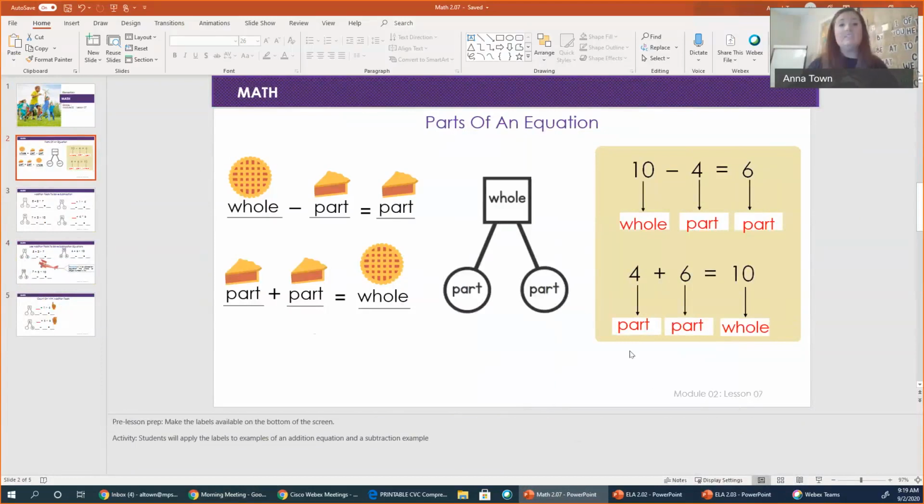We start with our ingredients. So think of, you have to have your ingredients to make a pie. So we have to have all of our ingredients. Here's an ingredient, and now we have our whole pie.